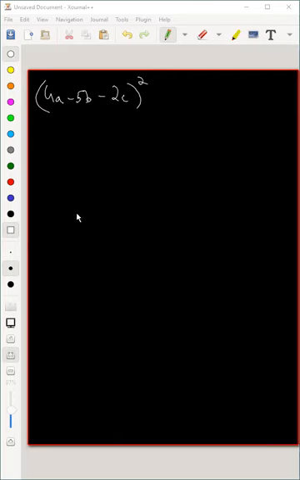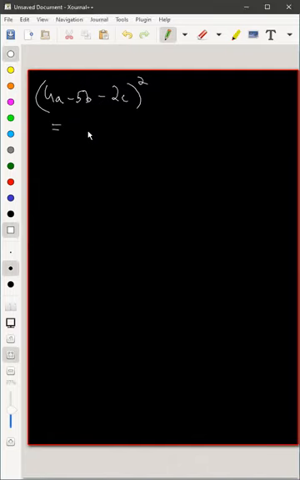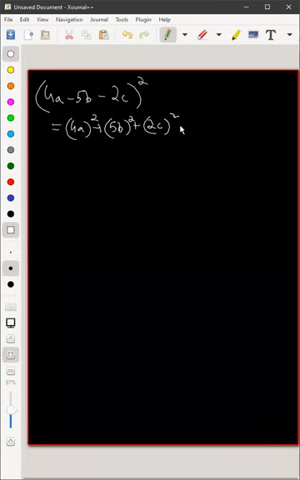Ananya, let's solve this. First expand. So (4a) whole square plus (5b) whole square plus (2c) whole square minus 2 bracket 4a multiplied by 5b minus 5b multiplied by 2c. Minus or plus? Minus, minus. When you're doing B into C, what will we get?